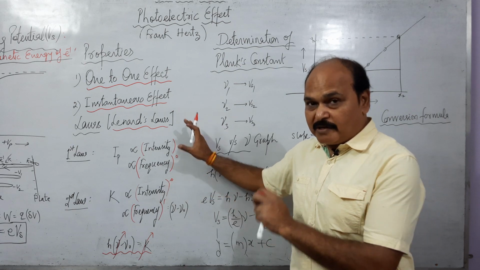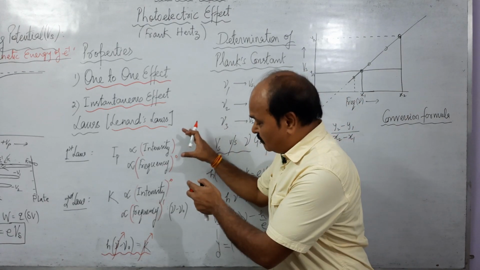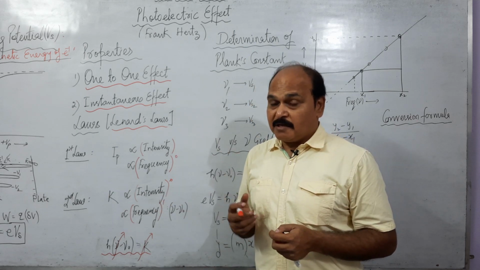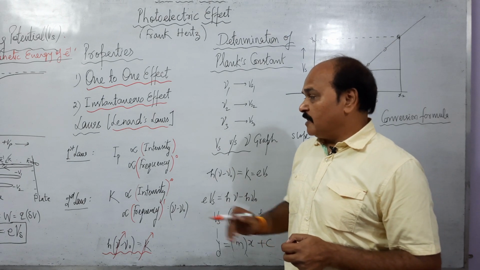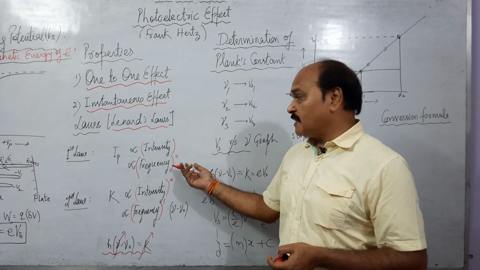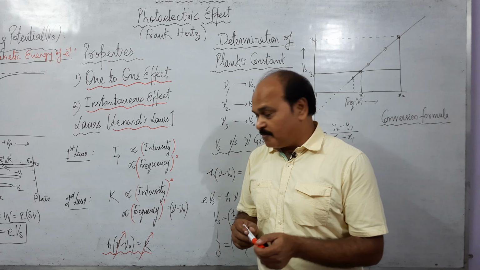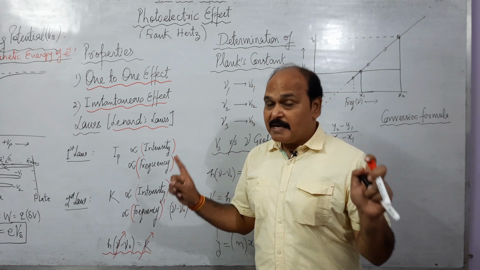So I hope you have understood, and you have to write down the statements which I am speaking. You may write it like this so that you are able to recollect the statement, but ultimately you have to write down the whole statement. Plate current is directly proportional to intensity and is independent of the frequency of incident light. That is law number 1. Kinetic energy of emitted electrons is directly proportional to frequency of incident light and is independent of its intensity.